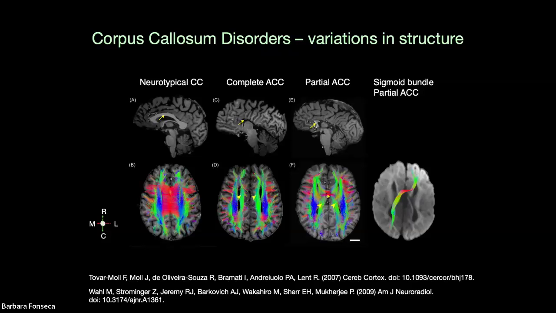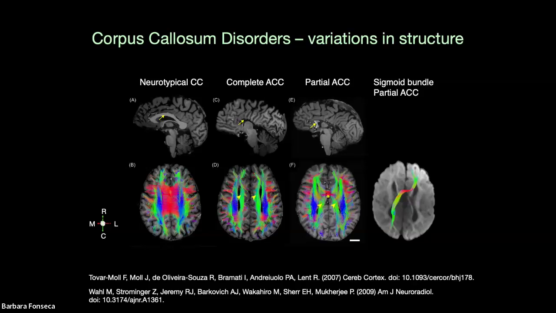So what we can do then is color code those fiber tracks based on their orientation. If they're going across the midline, they're colored red here. If they're going from front to back, they're colored green. And if they're going up and down, we color them blue. That's a pseudo color. That's a color we put on the image, right?